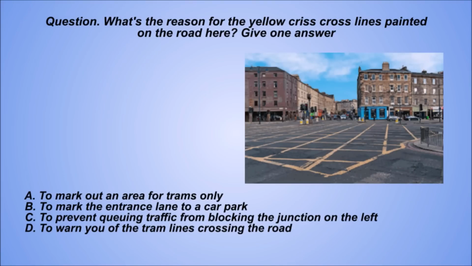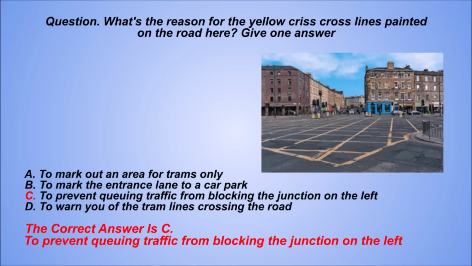Question: what's the reason for the yellow crisscross lines painted on the road here? Give one answer. A. To mark out an area for trams only. B. To mark the entrance lane to a car park. C. To prevent queuing traffic from blocking the junction on the left. D. To warn you of the tram lines crossing the road. The correct answer is C.